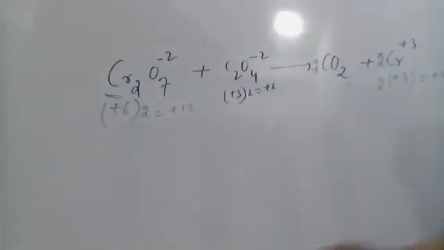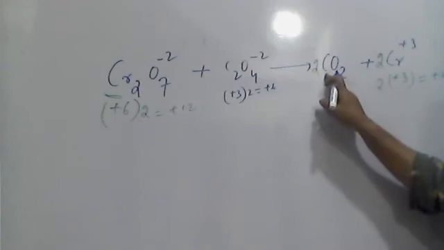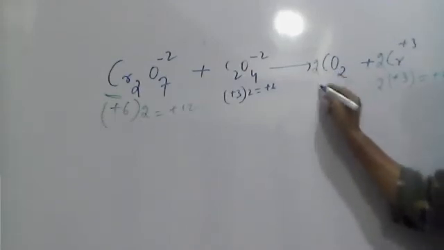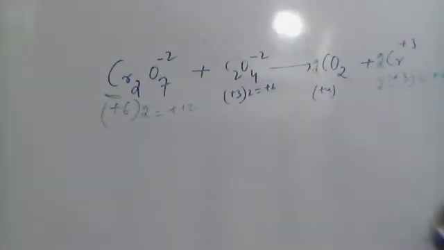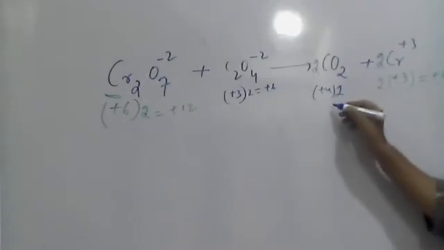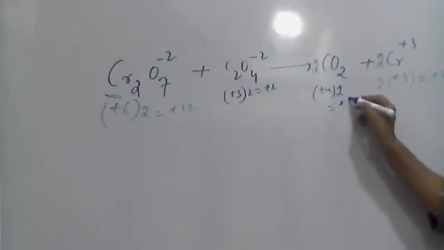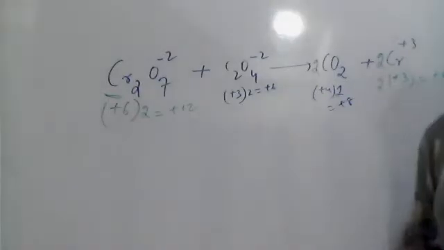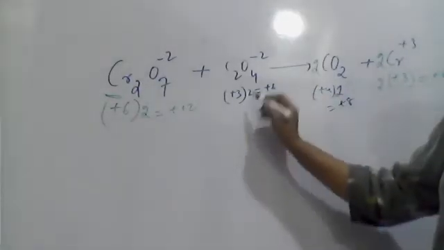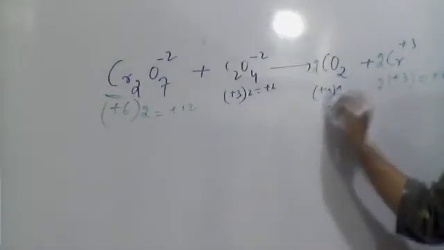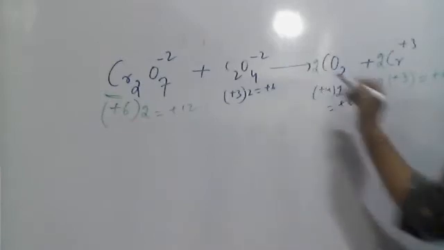Okay, and next in the carbon dioxide, the carbon is +4. How many carbons are there? 2. Therefore, into 2, this is total equal to +8. So see here, what is happening? The carbon was +3 changed to +4. Our total is +6 changed to +8.